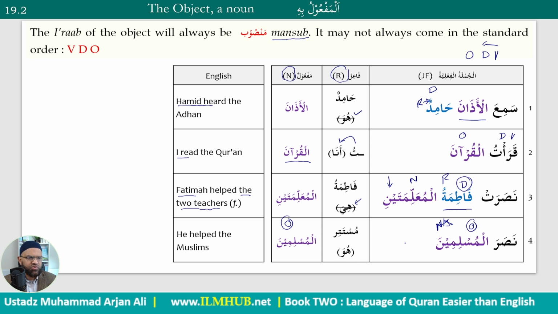And therefore, there is no doer outside. We translate: he helped the Muslim. Yes, I do appreciate this is a very long way of going around things. For those of you who already studied grammar, this is second nature.